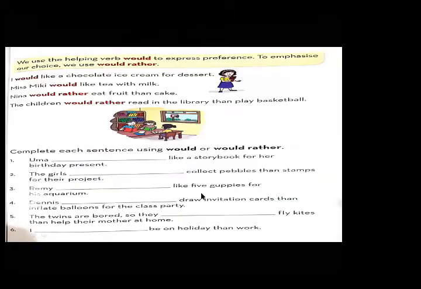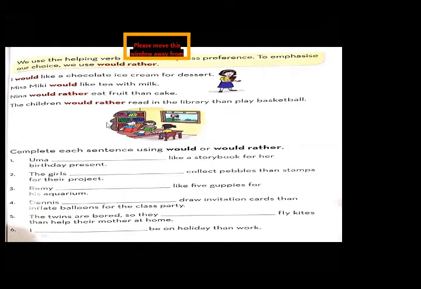Now come to page number 13 of your Active English Course Book 5. Here we are discussing the use of the helping verbs would and would rather. Would and would rather. Here we discuss the helping verbs would and would rather.